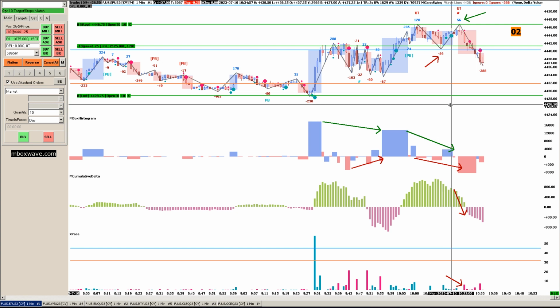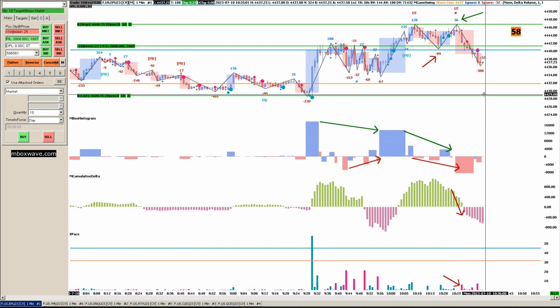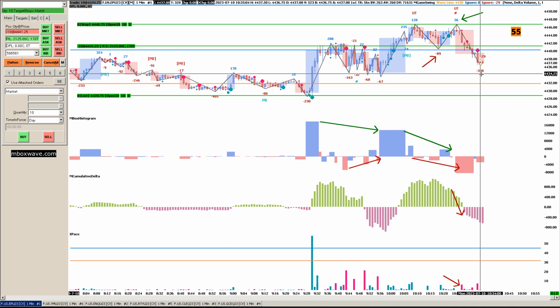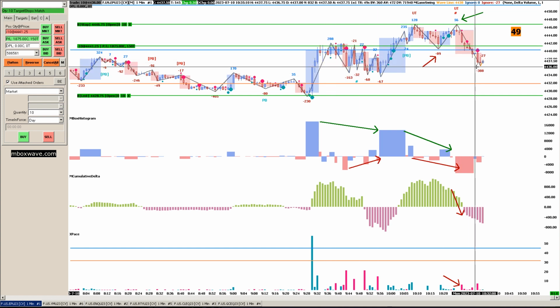And, looks like selling is growing. Supply, I like this. Minus 388. This is the most amount of supply demand we've seen. This is more than this 288.